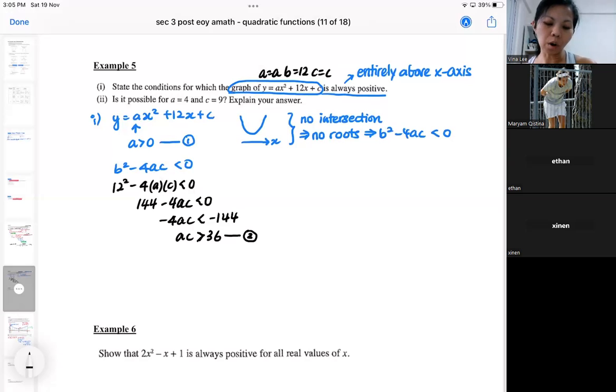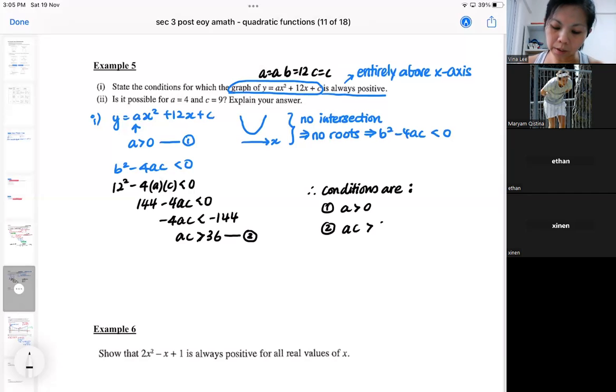So what are the two conditions? They say state the condition for which this situation happened. So therefore, the conditions are: number 1, A must be positive so that we ensure that we got a small graph. Number 2, A times C is greater than 36. And the second condition came from the discriminant being negative. Okay, so this is my answer for part 1.